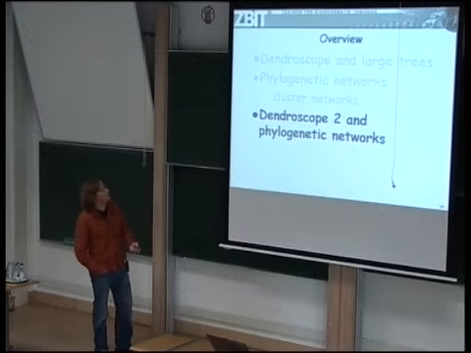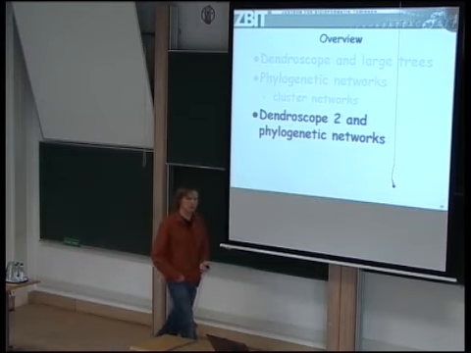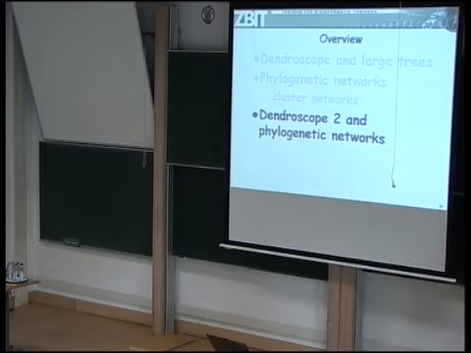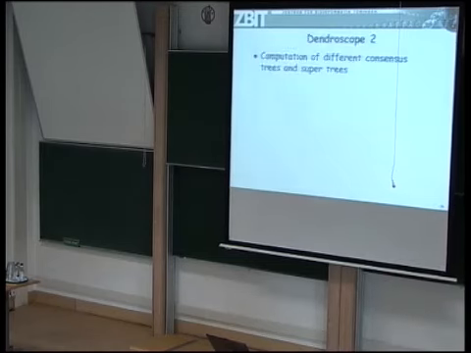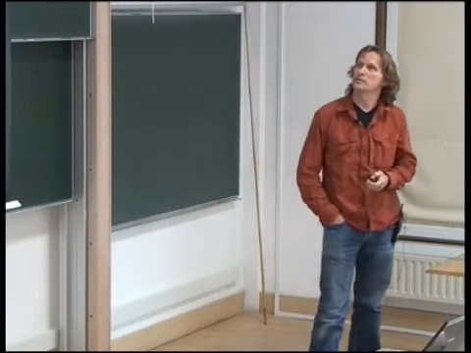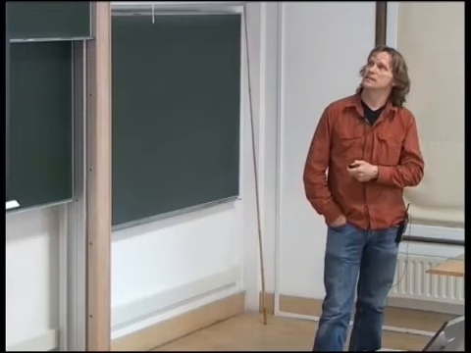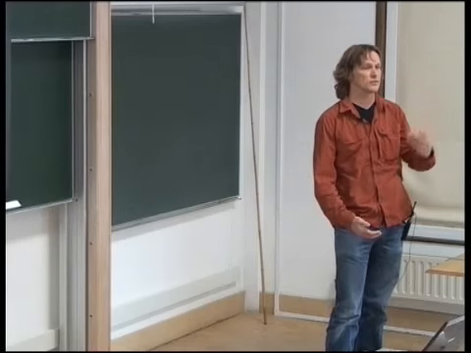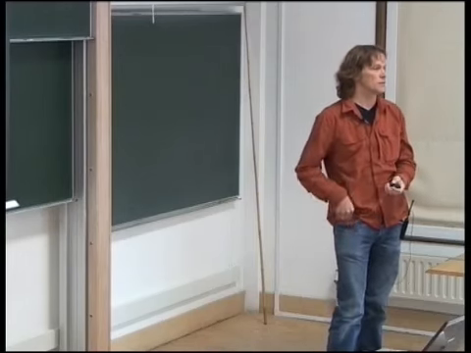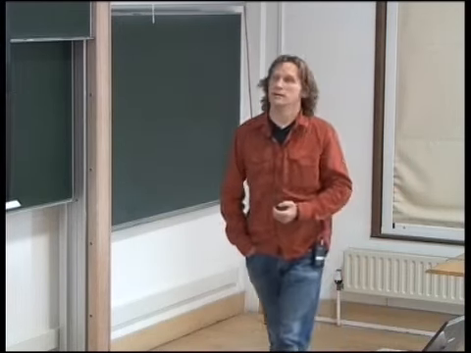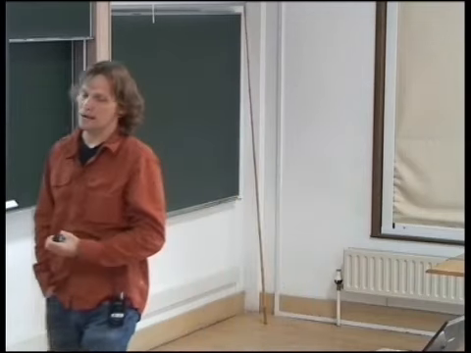Okay, so Dendroscope 2. I'm working on Dendroscope 2. Dendroscope 1 hasn't been published yet, but I hope it will be published before this new version comes out. So the idea here is to modify the program so it can do, first of all, different consensus trees and super trees. If you load in 16,000 trees, you don't really want to look at each one individually. You want to form some kind of consensus. And then also compute consensus networks and super networks.